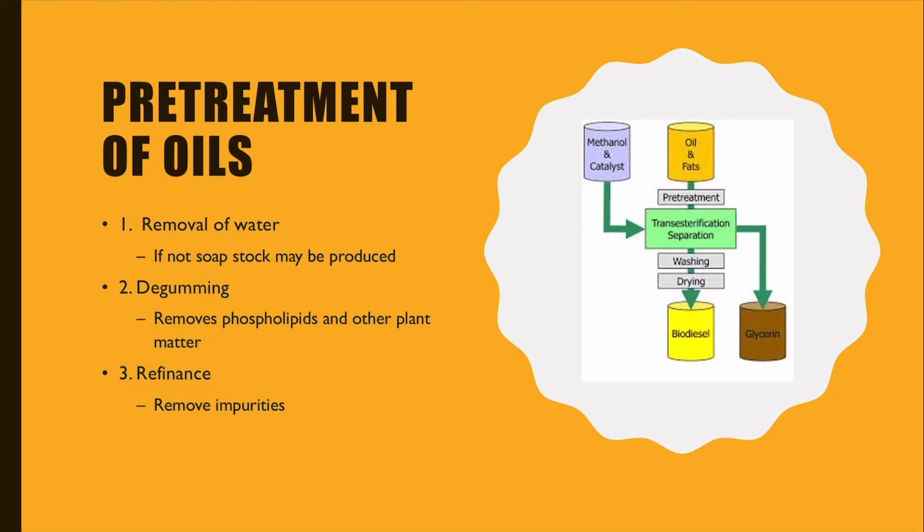There are a few steps that must be done to prepare vegetable oil. Prior to transesterification, water must be removed so it does not hydrolyze, producing soap stock instead of biodiesel. Degumming may be used in some cases to remove phospholipids and other plant matter. And lastly, recycled oils are refined from impurities such as dirt or charred food.